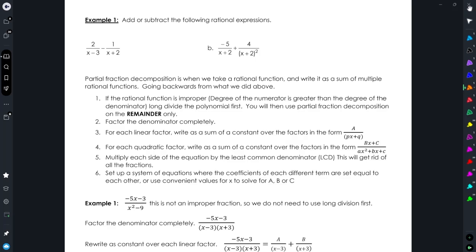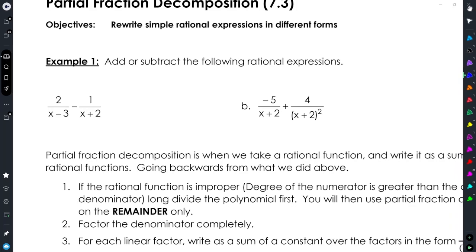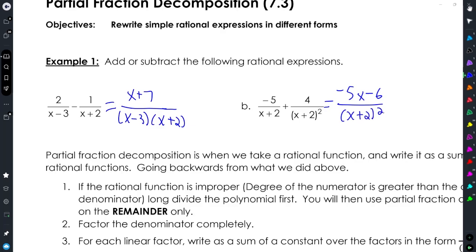Right, so today we're going to talk about something called partial fraction decomposition. What this allows us to do is go backwards from when we were adding and subtracting rational expressions. So I have two expressions right here. Now we're not actually going to add them, but I'm going to tell you what the answer would be. If we add the first two, it would be x plus 7 over x minus 3 times x plus 2. And the second one would be negative 5x minus 6 over x plus 2 squared.